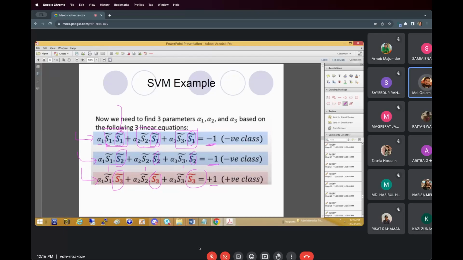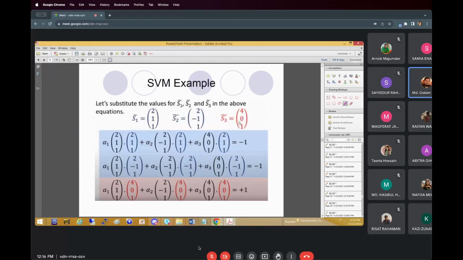Then what do we have to do now? Put in the values of S1 tilde, S2 tilde, that is, the values of the augmented support vectors. And now we can see alpha 1, this 2, this 2. We have to form the equation now. That means these are the two vectors we need to multiply.